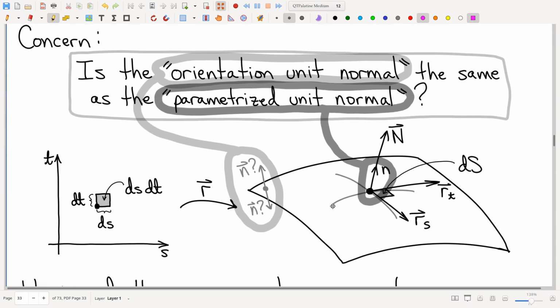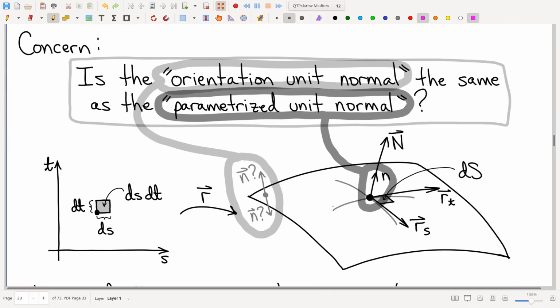Let's think about how the parameterization might matter. When you parameterize, the purpose of a parameterization is to produce points on the surface. If you look back at all the methods that we talked about for how to create a parameterization, we came at it from the point of view of, I just want to be able to produce points that are on the surface. We're not really thinking about orientations.